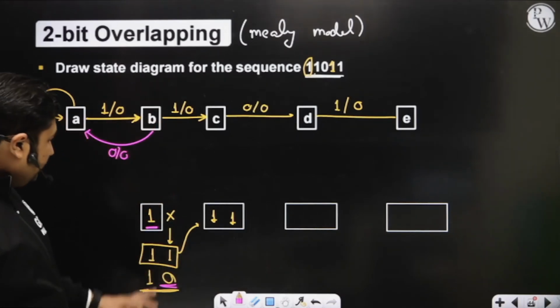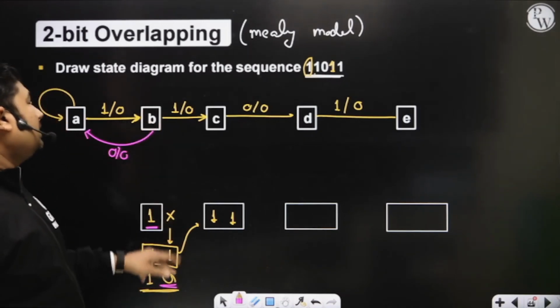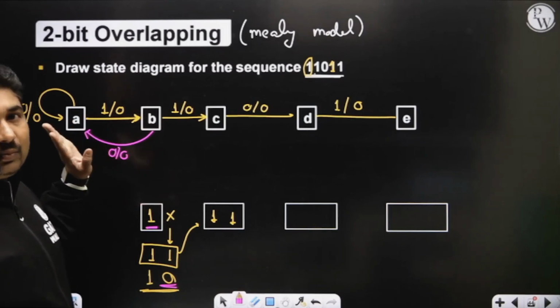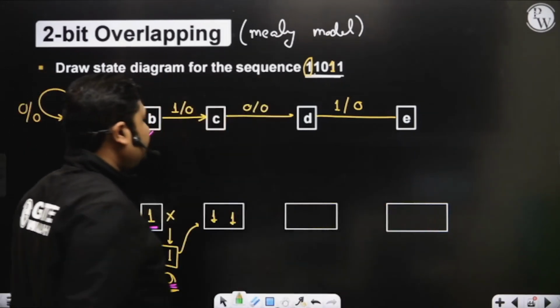Why am I writing this? When X is equal to 0, the present state is B, and the next state is A, and the output is 0 because the sequence is not detected. Is it okay? Great, sir.